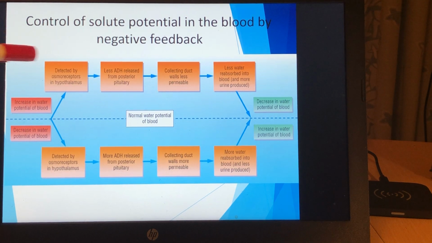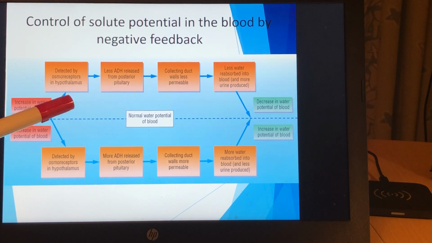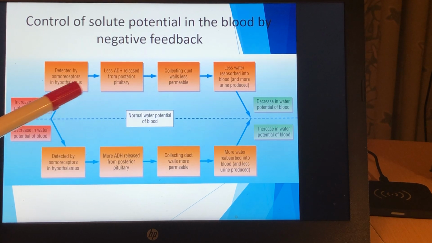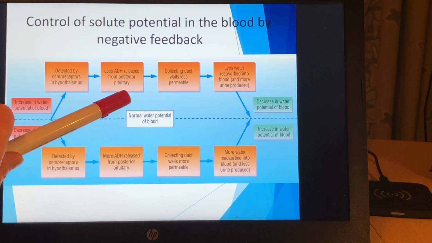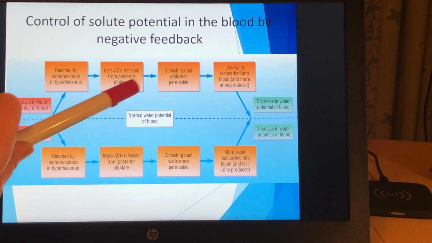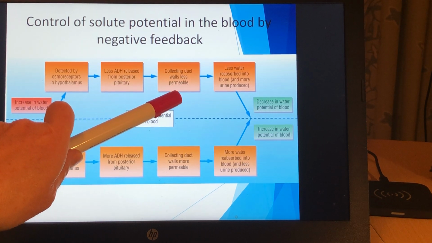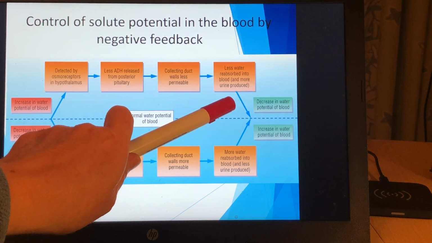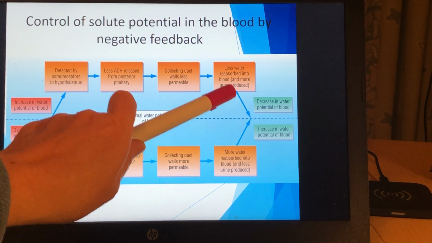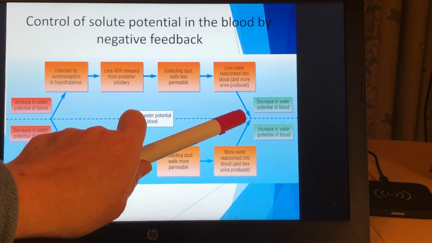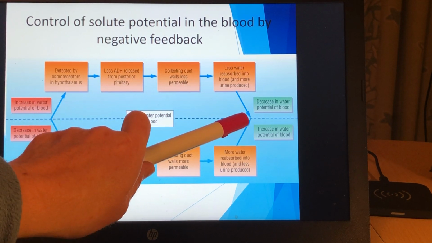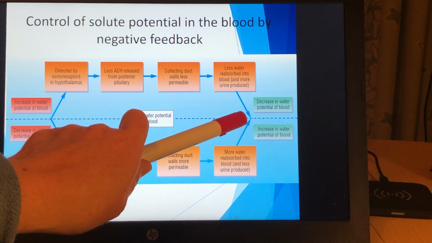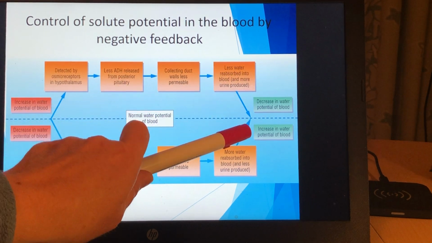So drink lots of fluid, water potential rises, osmoreceptors in the hypothalamus detect it, less ADH is released from the pituitary gland, collecting duct walls become less permeable, so that means less water is reabsorbed, and therefore more water remains in the filtrate, so you produce a larger quantity of urine, but it's actually less concentrated.